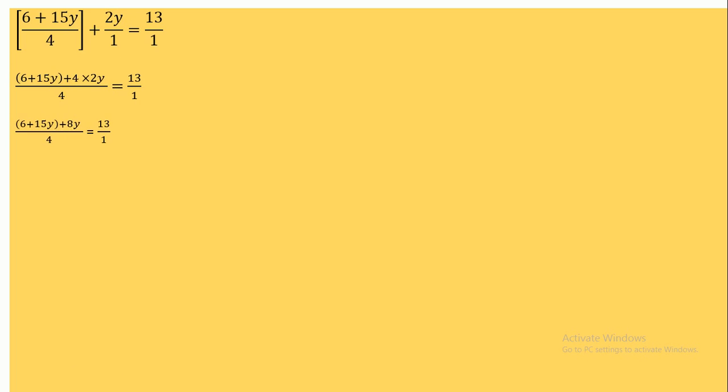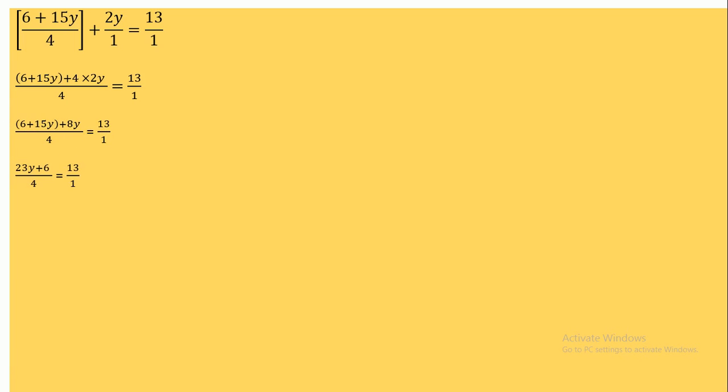And by the time you open the bracket and you multiply the 4 times 2y, you will have 8y. You can see that here. So we have 8y, and 6 plus 15y plus 8y divided by 4 equals 13 over 1.